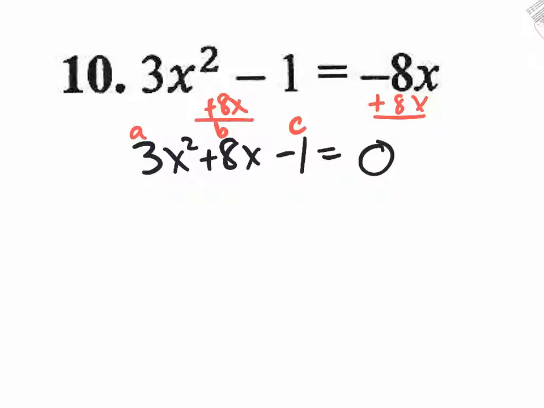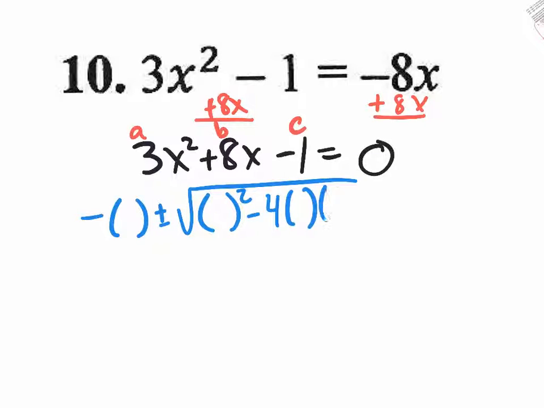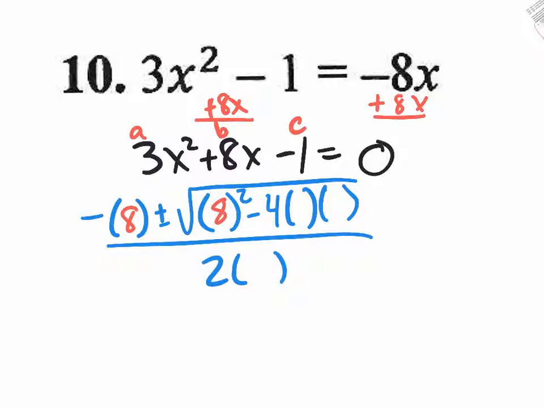Using the quadratic formula, negative B plus or minus the square root of B squared minus 4 times A times C, all divided by 2 times A. Always set it up this way. The B value is 8, so plug in the 8. The A value is 3, plug in the 3 on those spots. And the C value is negative 1, plug that one into the very last parenthesis.